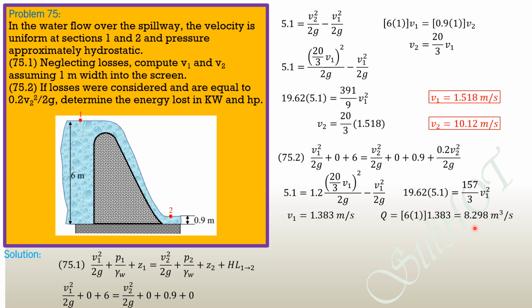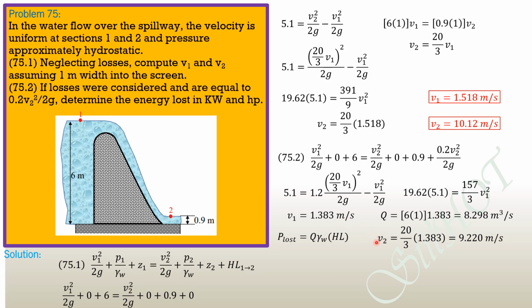cubic meters per second. The power lost is discharge times specific weight of water times the head lost, or weight flow rate times the head loss. The head loss is 0.2 of the velocity head at 2. So we need to compute V2 first. 20 over 3 times V1, 1.383. So it is 9.220 meters per second.